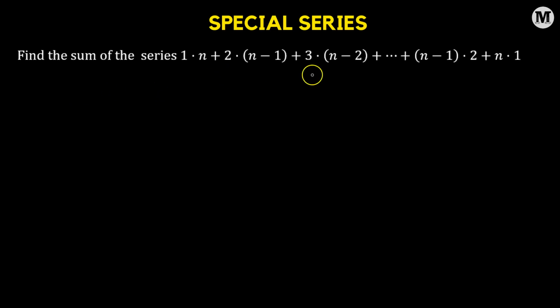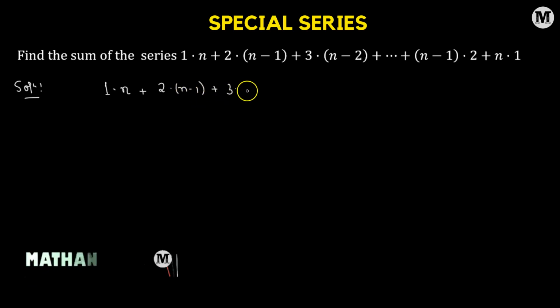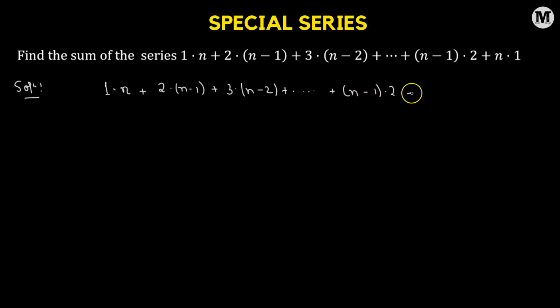Find the sum of the following series. Let us begin. Let's try to understand the series first. We have here the first term, that's 1, multiplied to n, added to the second term, here we have 2 multiplied to n minus 1, added to 3 multiplied to n minus 2. And this keeps on going all the way up to the second last term where we have n minus 1 multiplied to 2, and the last term, that's n multiplied to 1.